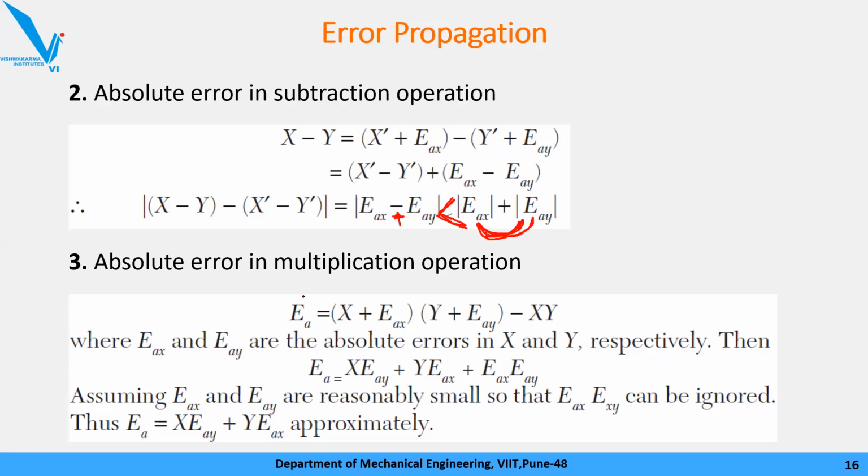Next we will see absolute error in the multiplication operation, how the error gets propagated here. So we know the equation is something like this. Absolute error is nothing but, now here we are doing the multiplication operation, meaning x into y, or x dash into y dash for the approximate values. The true values are x and y, and the approximate values are x plus eax into y plus eay. This is y dash, this is x dash, and the multiplication of both. So we will expand this.